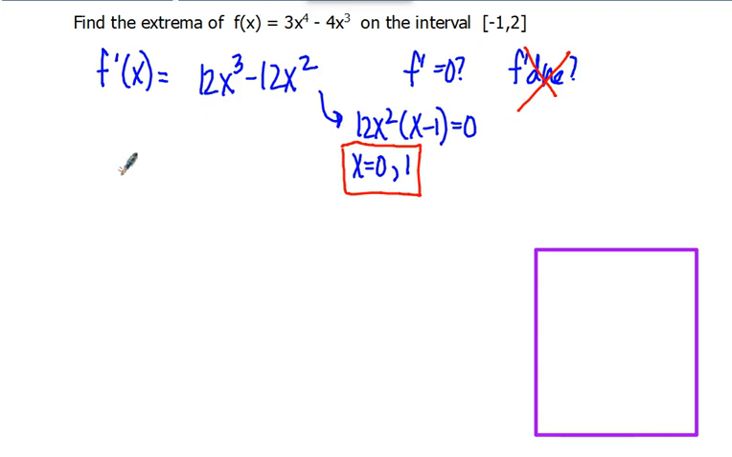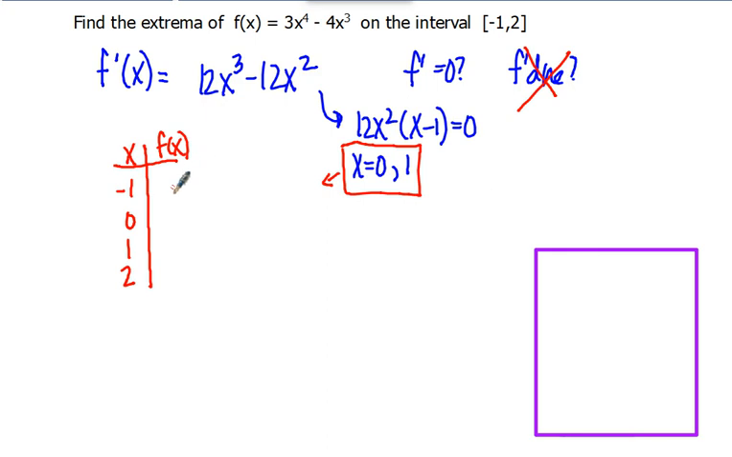The next step is to evaluate both the endpoints and the critical numbers. The way we're going to do this is to make a table. On my table, I'm going to put the endpoints in first. Then I'm going to put the two critical numbers into my table. If by chance any of these critical numbers were smaller than -1 or larger than 2, then I would just ignore those and not put them in the table. But both critical numbers are between the endpoints, and so therefore I'll put them both in the table.